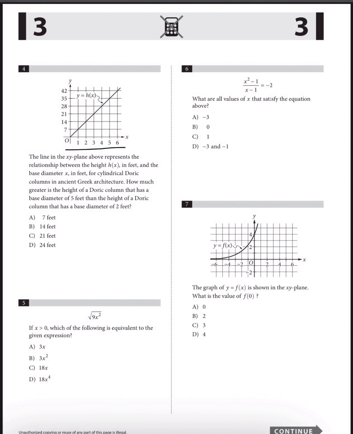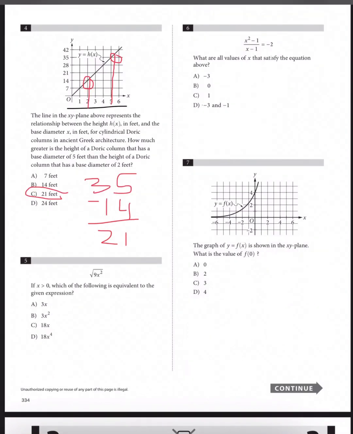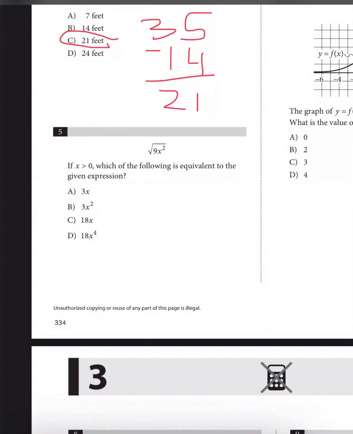So as you can see, the x-axis is the diameter, and then if we go all the way up to 5, you can see the height is 35, and then if you go all the way up to 2, the height is 14. So what we do is we do 35 minus 14, and you get 21, so our answer is C.